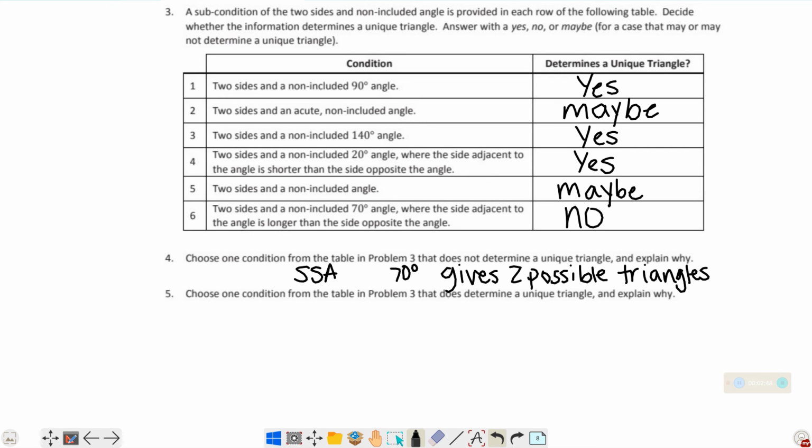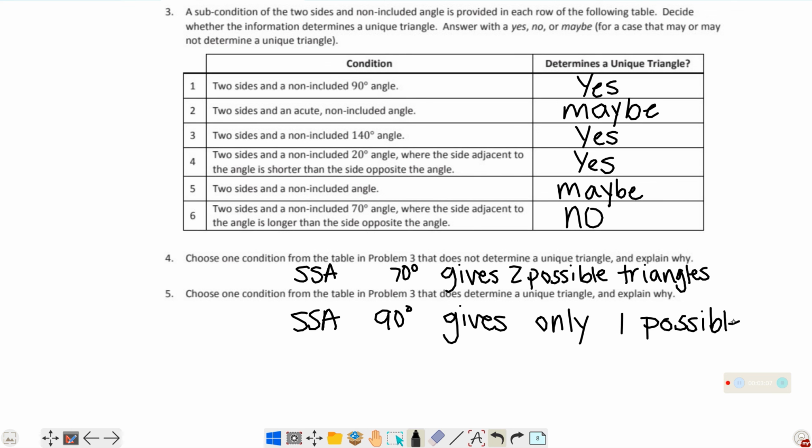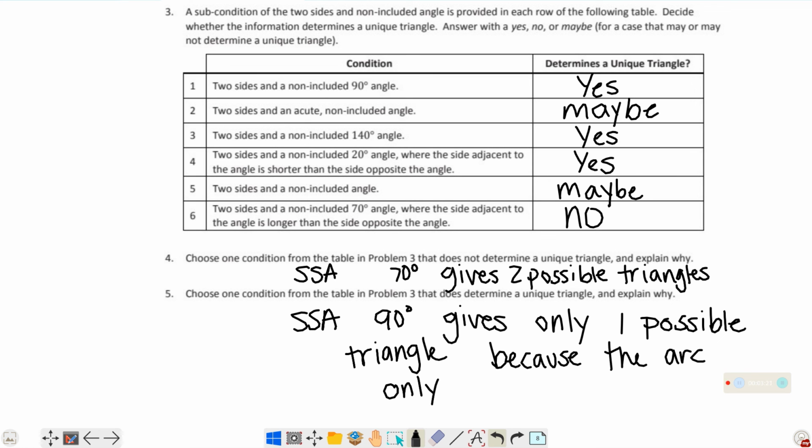Number 5, choose one condition from the table that does determine a unique triangle. That first one, side-side-angle with a 90-degree angle, gives only one possible triangle, because the circle or the arc only crosses in one spot.